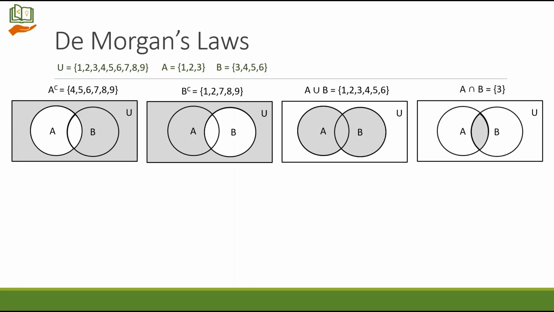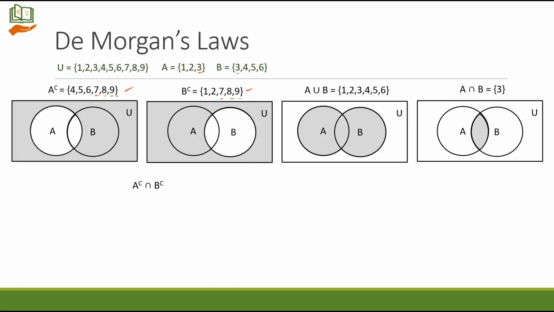What about A intersection B? Between A and B we have only one common element. So we are taking 3 as the intersecting element here. Now we will get into the law. A complement intersection B complement has to be taken. A complement is this one, B complement is this one. What are the intersecting points? We have 7, 8, 9 and 7, 8, 9.